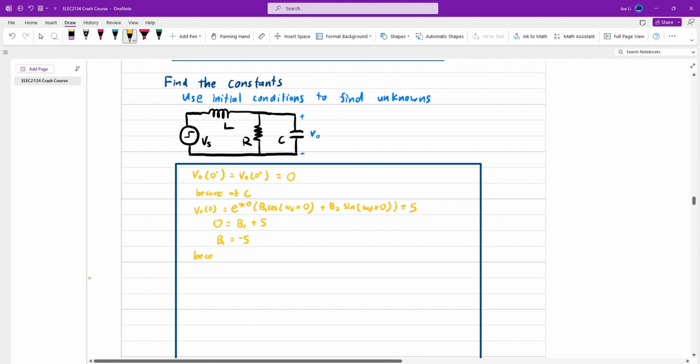So because of L, which is the inductor, the capacitor current doesn't change instantly. If this inductor didn't exist, then the capacitor current could change instantly. But right now there's an inductor here stopping the current from here from changing instantly. So because of L, the current through the capacitor does not change instantly. So IC at 0 minus equals IC at 0 plus. Equals, what's the current through it? It should be 0 because there's no current initially when the voltage source is just 0.